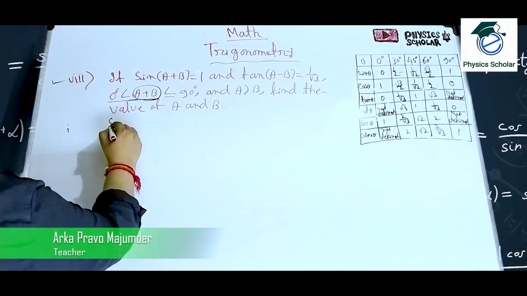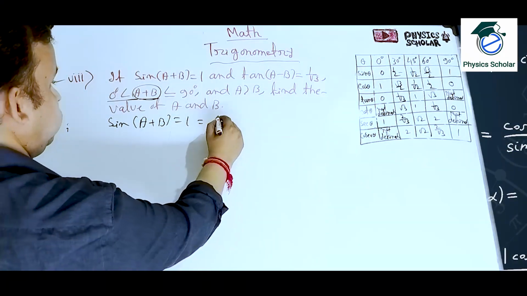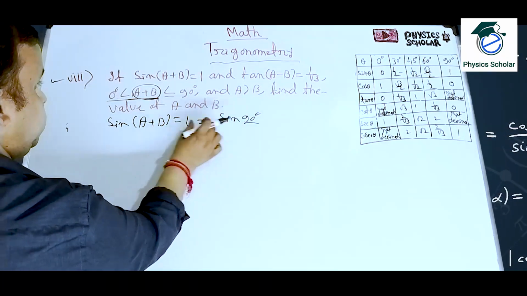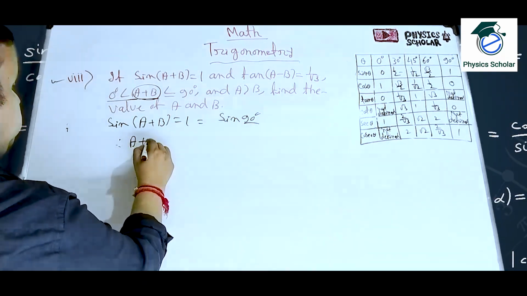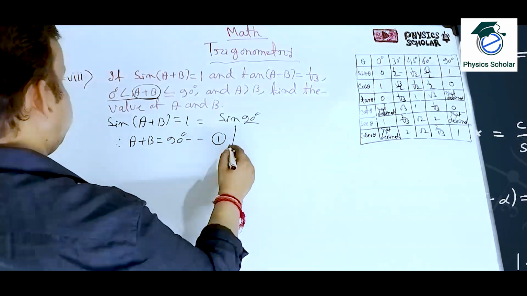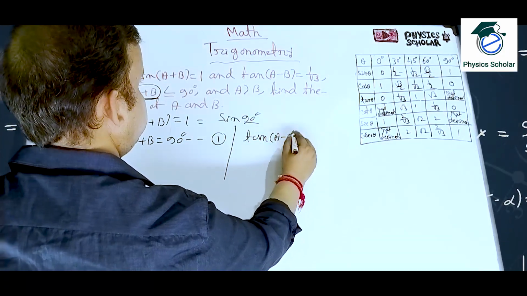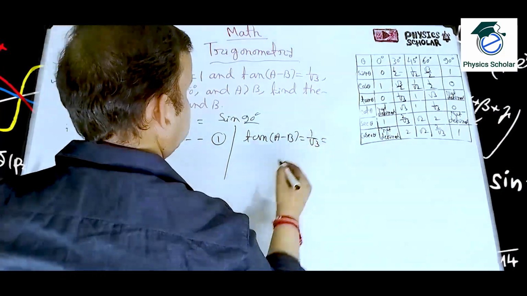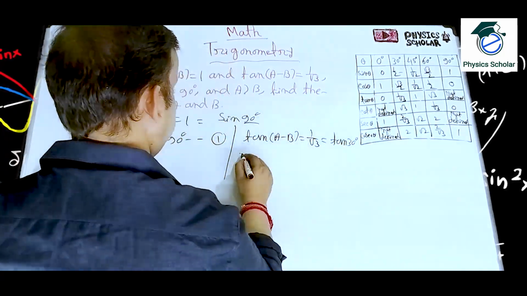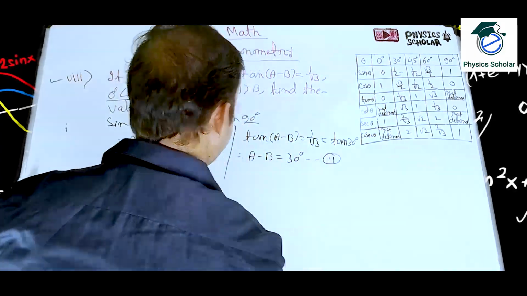So very easy sum. Sin of a plus b is equal to 1, which is sin 90 degree. So sin of a plus b is equal to sin 90 degree. So what you can write? a plus b is equal to 90 degree. It is equation number 1. Second, what is given? Tan of a minus b is equal to 1 by root 3. What is the value of tan 1 by root 3? Tan 30 degree. So a minus b is equal to 30 degree. That is equation number 2.